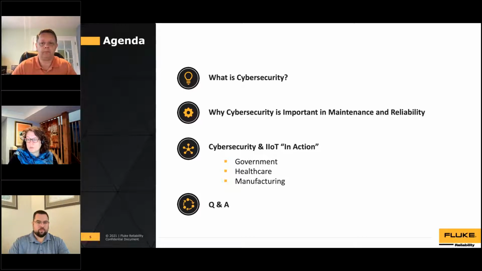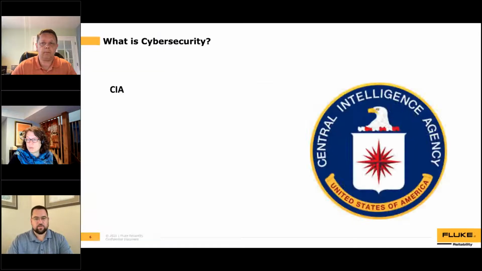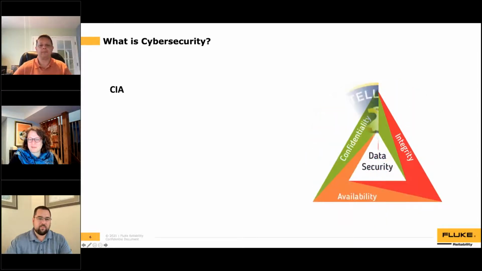Okay. So first up, what is cybersecurity? What are we talking about when we talk about cybersecurity in general, not just in the manufacturing space? It always comes down to CIA. You'll have to forgive me for my little InfoSec joke here, but we're not talking about the Central Intelligence Agency. We are talking about confidentiality, integrity, and availability. This is called the CIA triad, and this is what cybersecurity is all about.